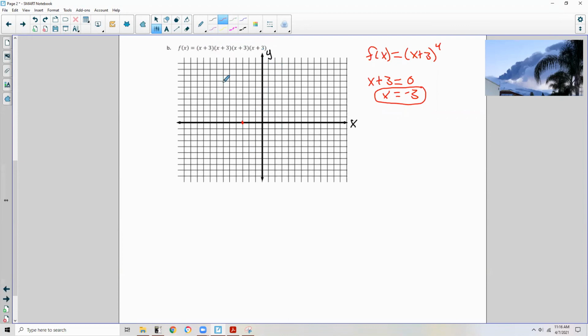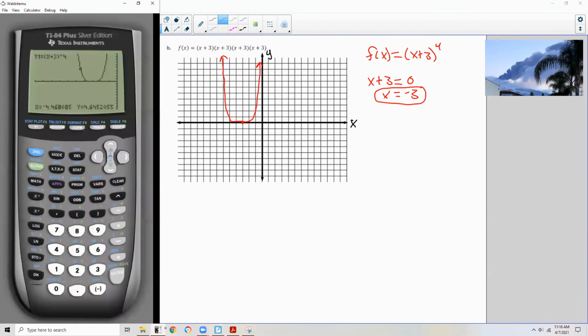So what this is going to look like, it's hard to draw with this. It's going to look like this. And then it's going to go up. And it's going to cross at y equals 81, and then it's going to be uniform over here. So it's going to look like that.